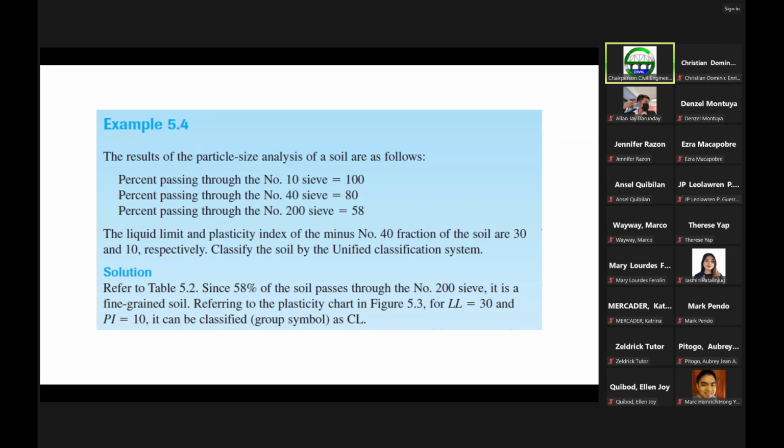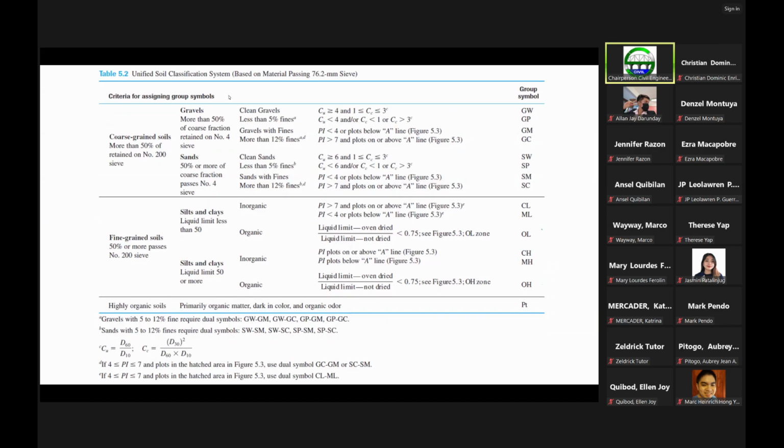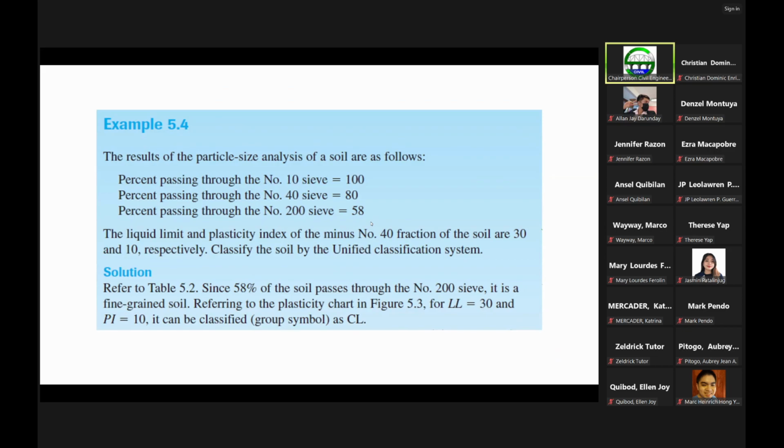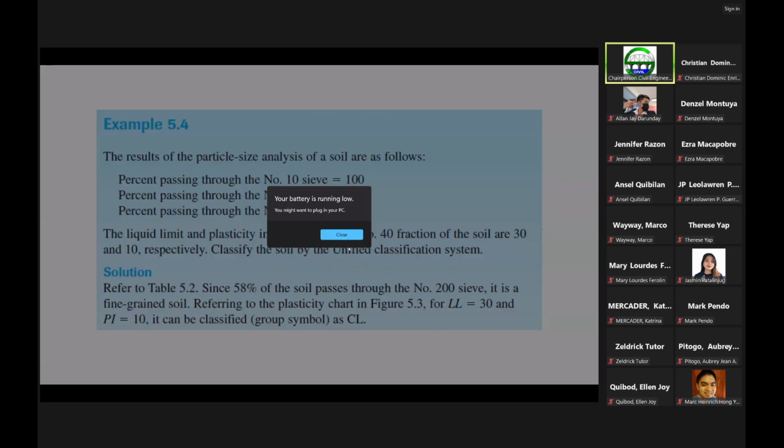Here we see that the percent passing number 200 is 58%. If we look at this table here, which we just discussed earlier, that's 50% or more passing the number 200 sieve. So that means we consider it as a fine-grained soil. And then referring now to the plasticity chart, we have the LL equal to 30 and PI equal to 10.